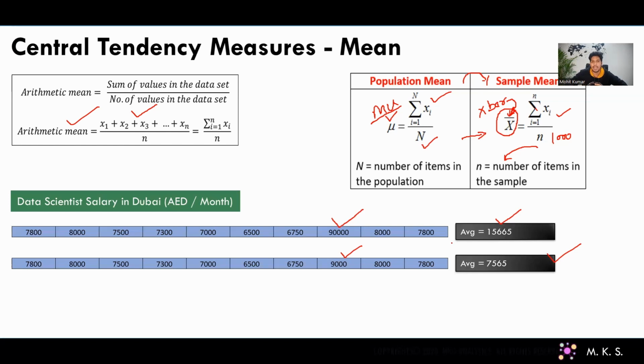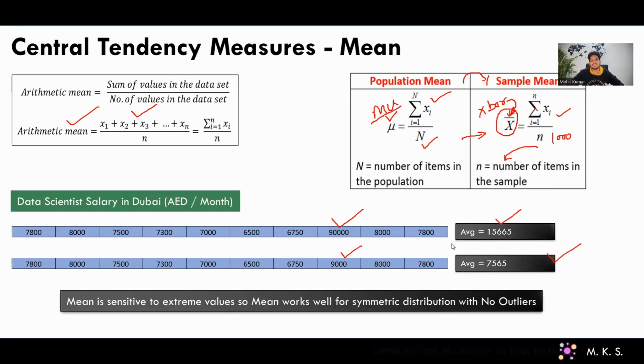Now this is the point I wanted to convey, guys. Always remember our mean is sensitive to extreme values. Okay, remember this. So our mean is sensitive to extreme values. So we always use mean with variables when we have no outlier present in the data, right?